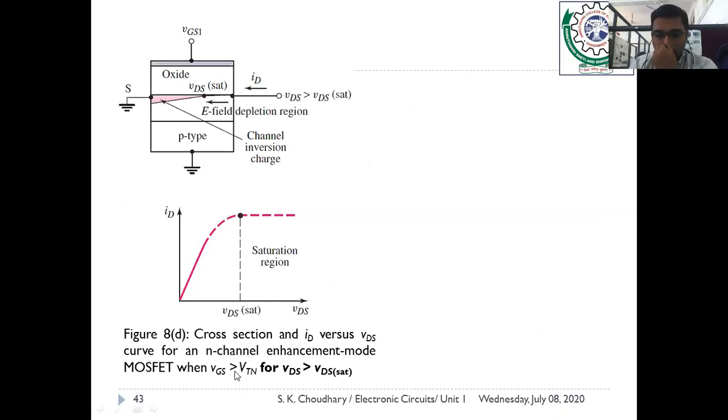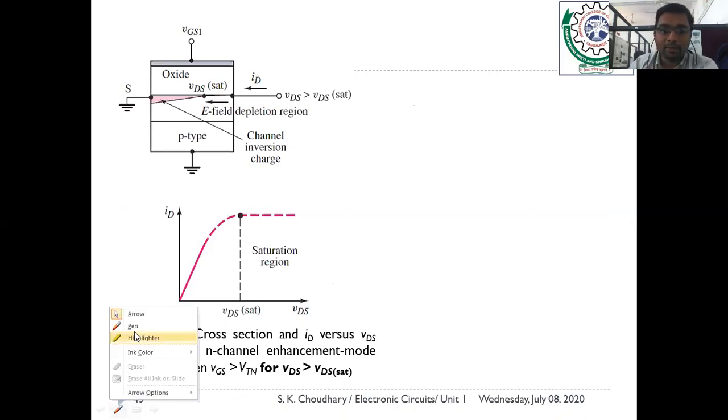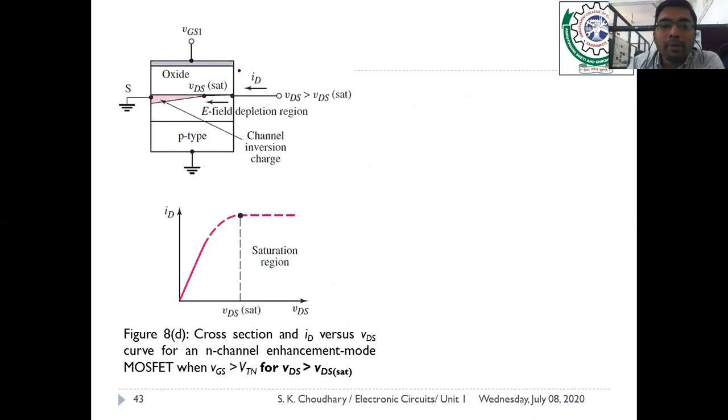See this. In this diagram, it is very clear what we have said. As you start to increase the VDS greater than the VDS sat, your channel near the drain terminal becomes 0. The width of the channel is 0 here. There is no channel physically present near the drain terminal.